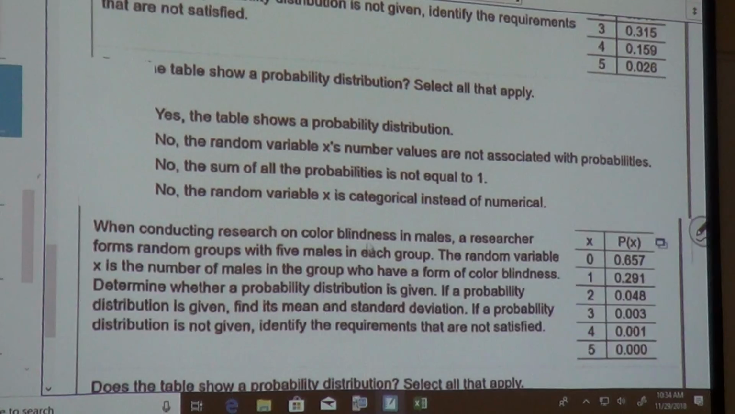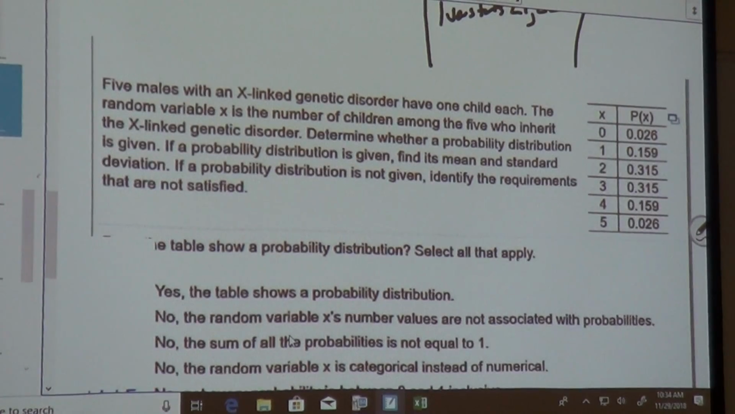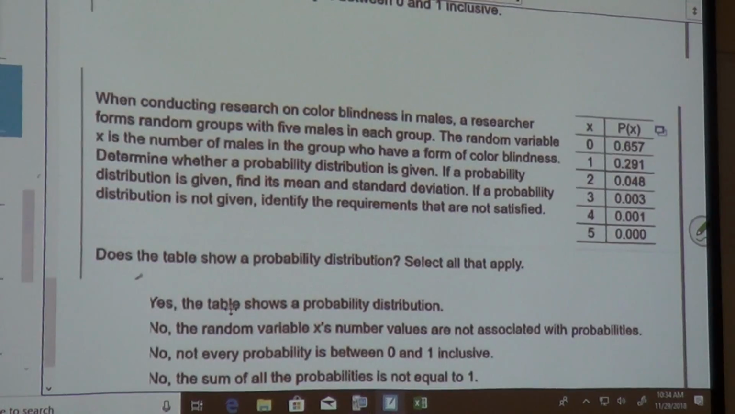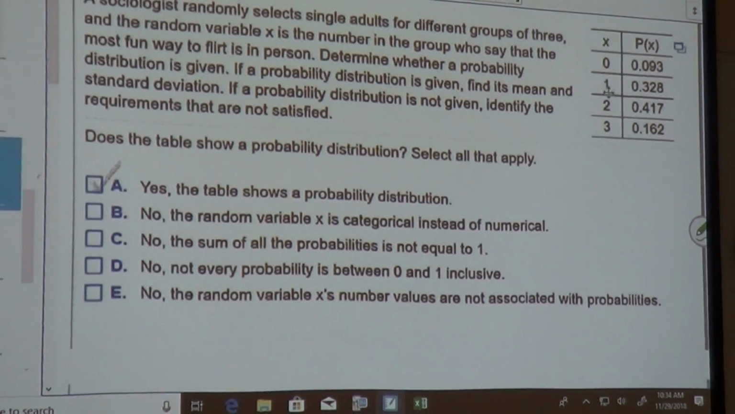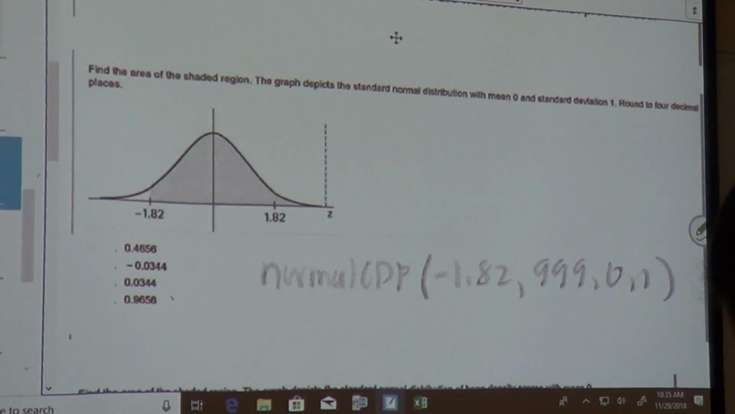All right. They want to know, are these probability distributions? In order to be probability distributions, these have to be numbers. These have to be between 0 and 1. And these have to add up to 1. I did several of those. That one is a yes, this one is a yes, and this one is a yes. All I'm looking to say is, are they numbers, are they between 0 and 1, and do they add up to 1? Now, they may add up to 0.998. Because of rounding, I still say yes, because it's super, super close.